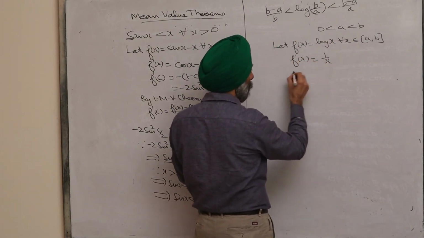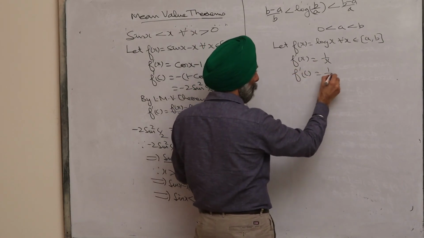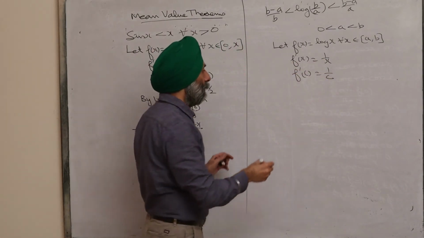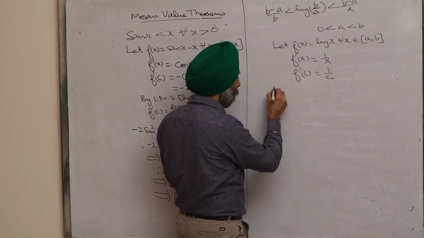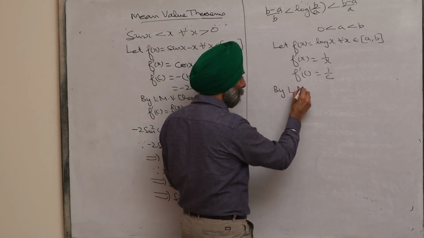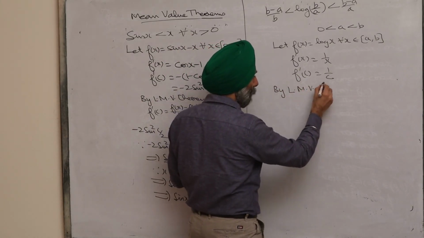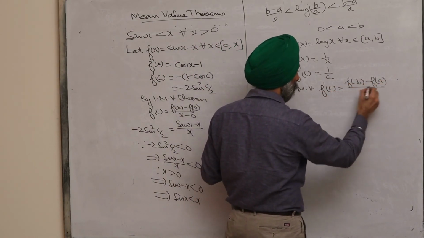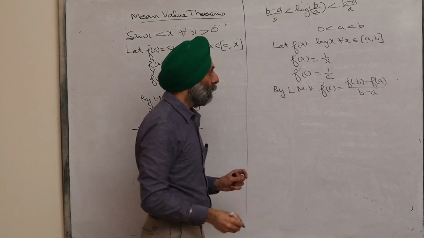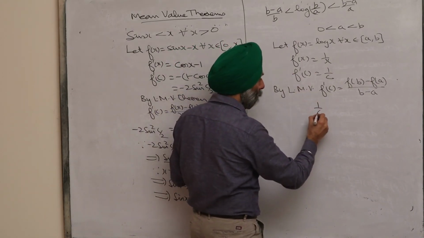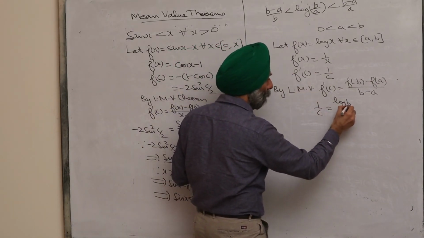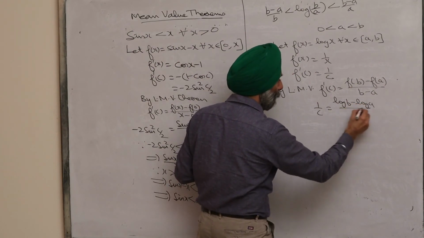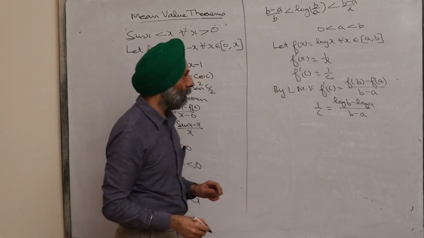Now what is the derivative of this? It is 1 over x. What is f dash c? It is 1 over c. Now you can see here by Lagrange's mean value theorem, f dash c is equal to f of b minus f of a upon b minus a. Now what is f dash c? 1 over c is equal to log of b minus log of a upon b minus a.